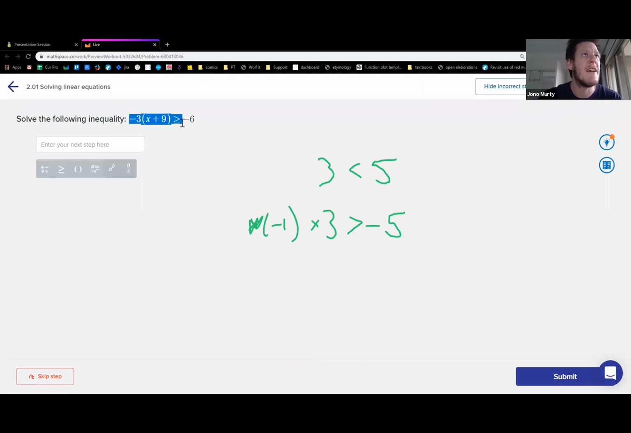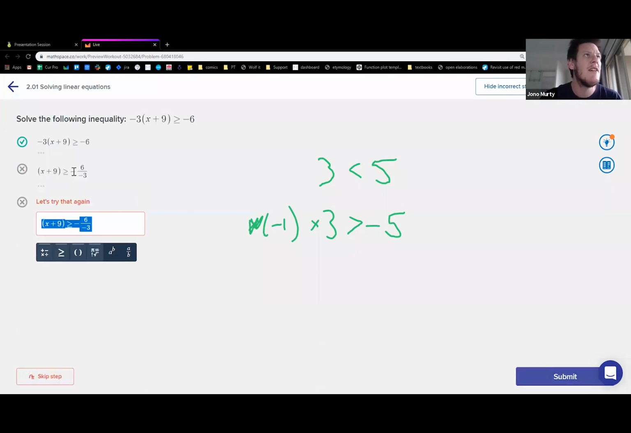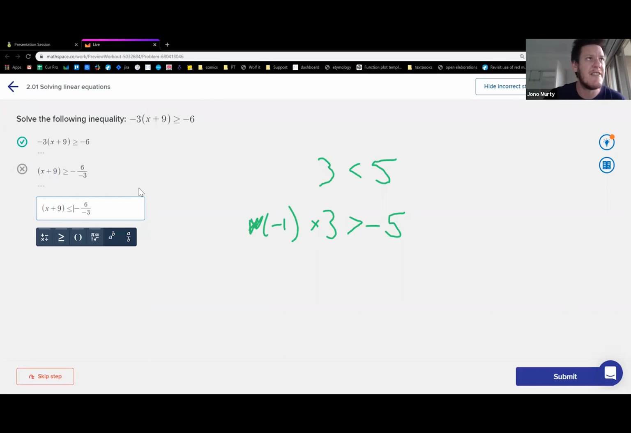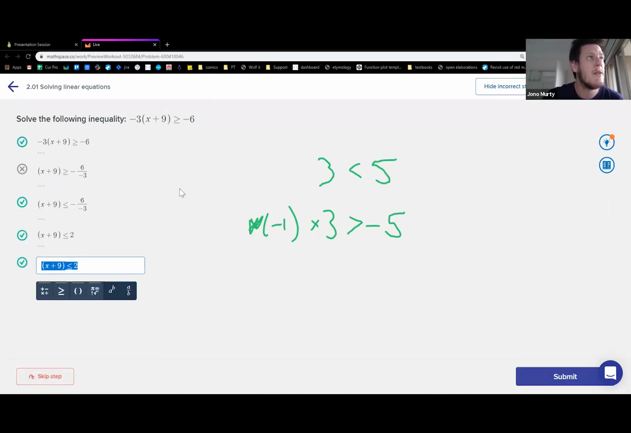Let's just copy that out. What I want to do here is I want to divide both sides by -3. So if I divide that by -3, I'm wrong. So I need to actually change the direction of my signs. Now I'm correct. Can evaluate that. -6 divided by -3 is just 2. So now I'm left just with this nice simple thing.